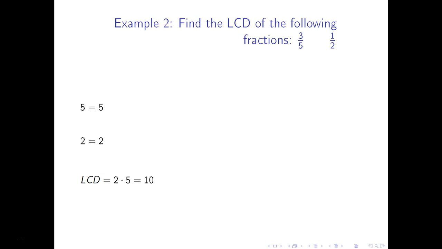So what about this one? Which is 10, sorry. What about the next one, 10 and 14? I want you to pause the video and I want you to find the lowest common denominator for 3/10 and 5/14. Go ahead.